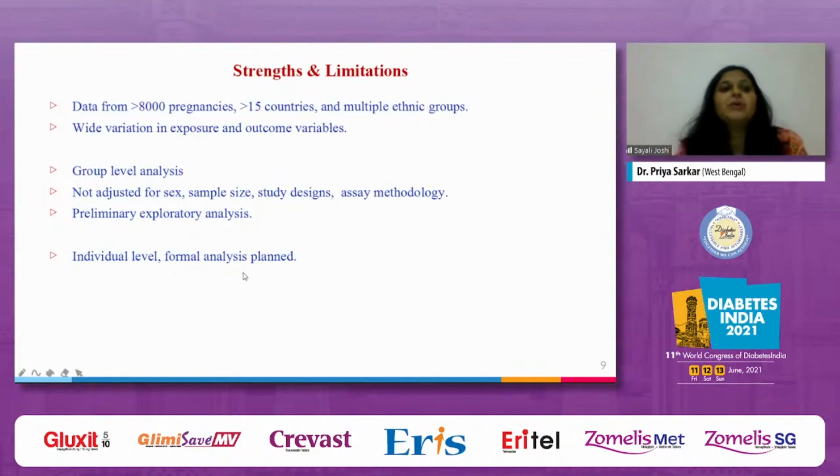The limitation, however, is that this is a group level analysis and we were not able to make adjustment for sex, sample size, study design, and assay methodology. This is a preliminary exploratory analysis, and we do plan an individual level formal analysis in the near future.